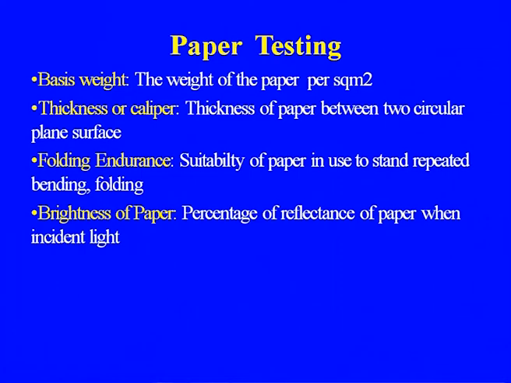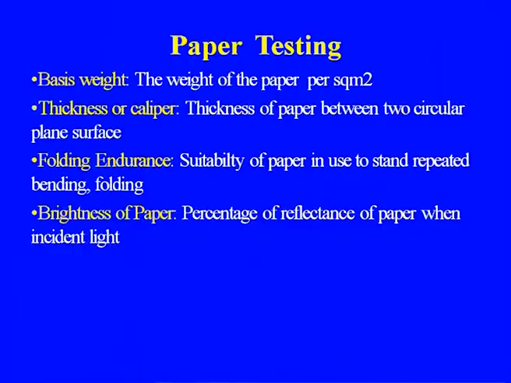Thickness or caliper is the thickness of the paper between two circular plane surfaces that we are measuring, and thickness is very important. Folding endurance is required for the board, because it shows the suitability of the paper to stand repeated bending or folding. Suppose the board is there and you are folding it, it should not crack. That is the basic requirement in case of many packaging. Brightness of the paper is the percentage of reflectance of the paper when incident light is falling. As I told you earlier, while bleaching there is a lot of improvement, because now the requirement is for high brightness paper.